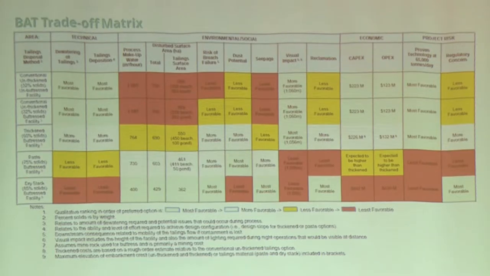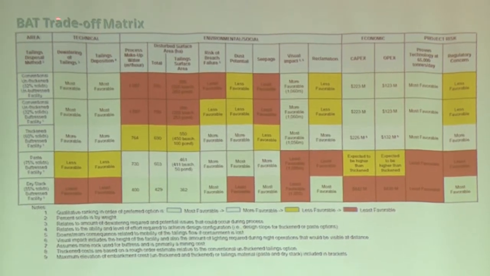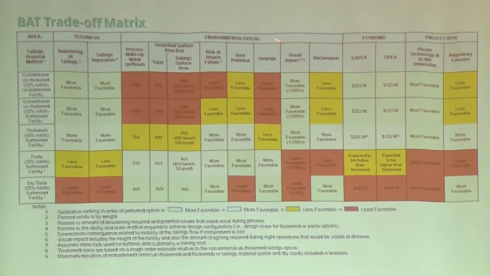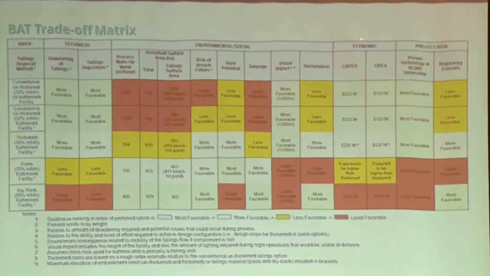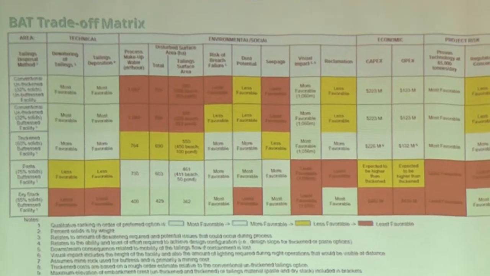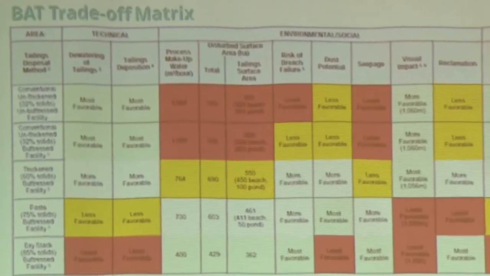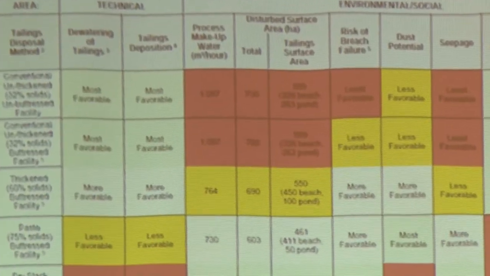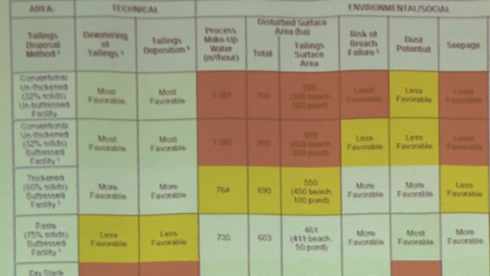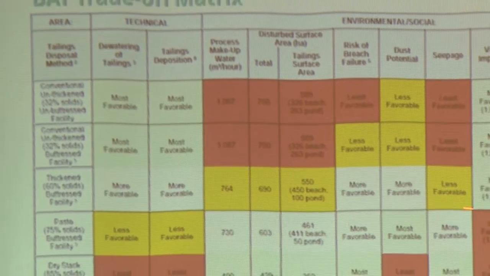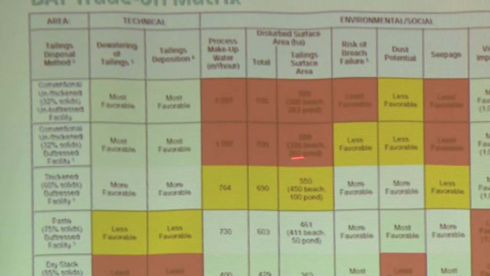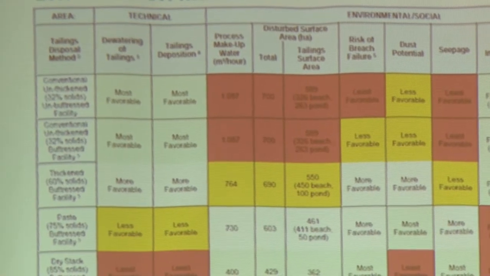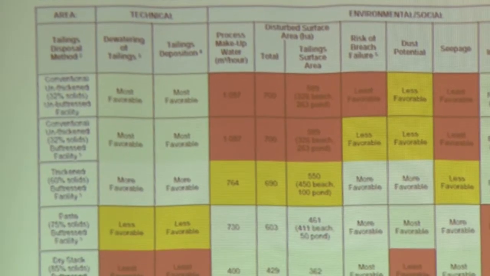There's a wide range of areas that were assessed to determine best available technology, and you see the key areas here: technology, environmental and social considerations, economic, and then project risk. So building this matrix and working through a process, our design engineers determined that the thickened tailings with that very large buttress was the best available technology for Ajax.